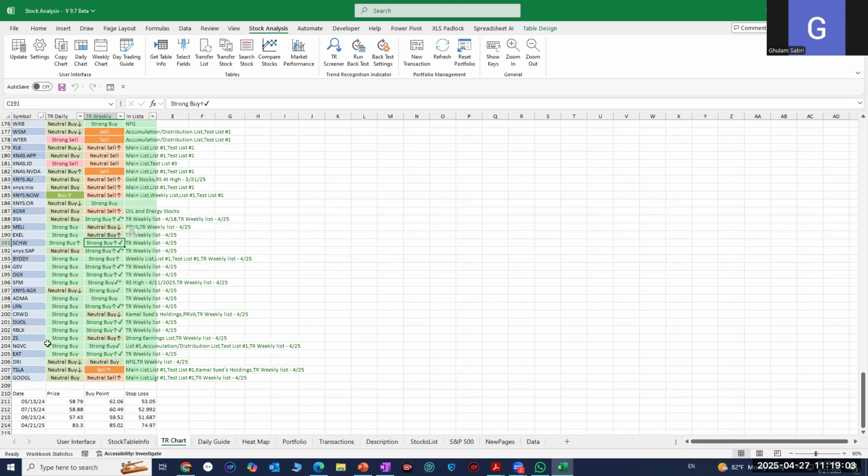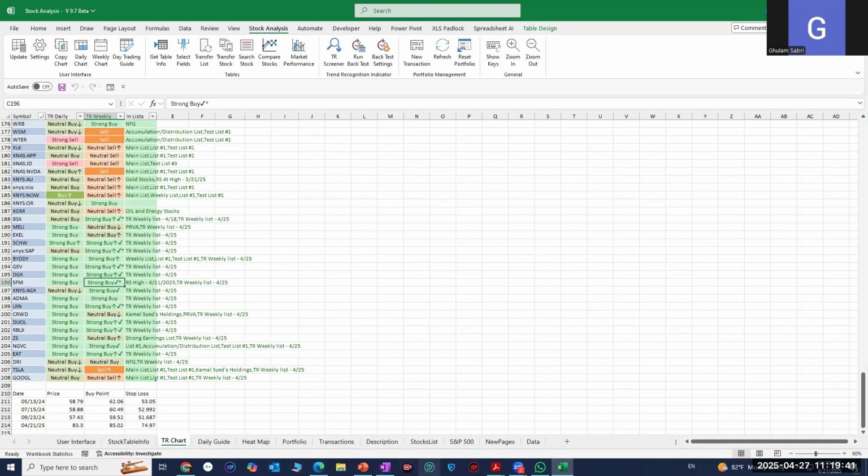For example, we were looking at Meli. Meli is still in the neutral buy, but on the daily chart it has shown a strong buy signal. But for most purposes, see this sprout here, on the weekly it is a strong buy, and the check mark means it is within 5% of our buy range, whatever buy range we have decided. An asterisk means that it has shown high relative strength as well as high accumulation distribution.